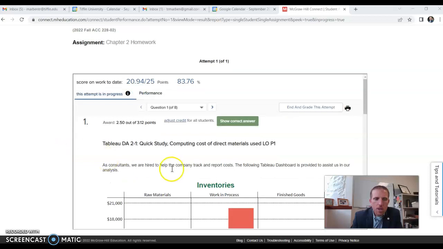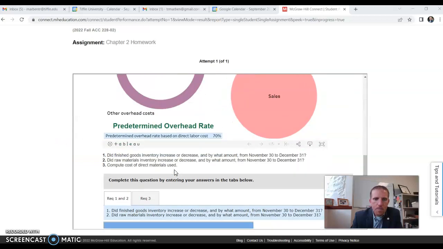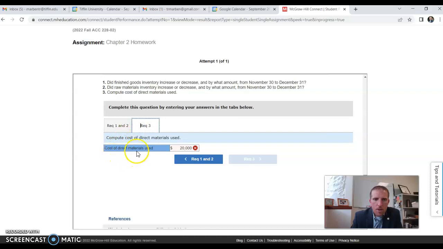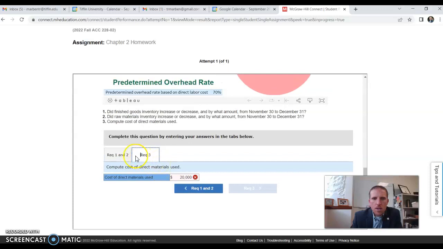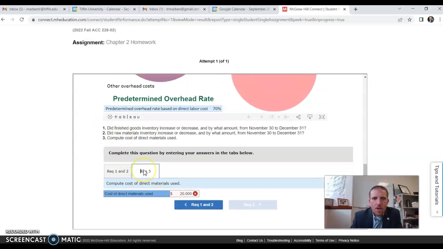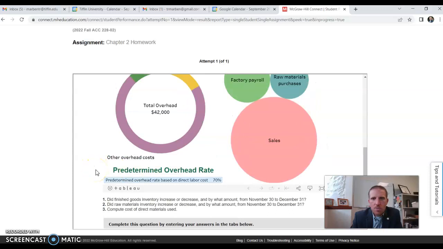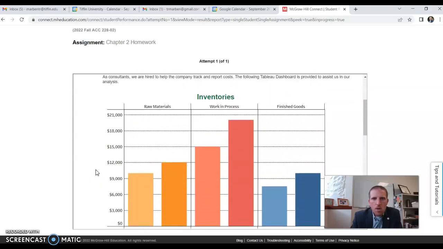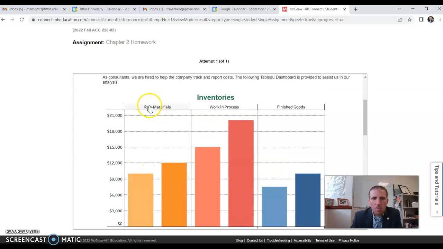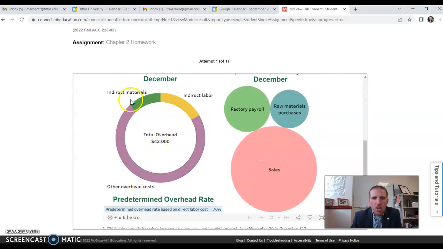Looks like on question one, you're missing the cost of direct materials used. It looks like the disconnect here is that in class, we've sometimes talked about direct materials and raw materials kind of interchangeably. In this particular question, we have raw materials, and part of these raw materials is both the direct materials as well as the indirect materials.